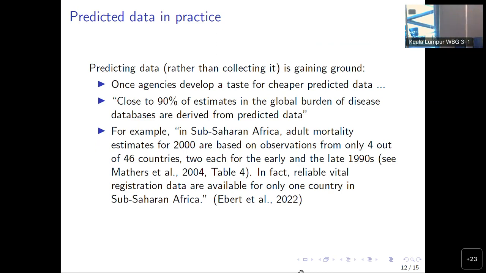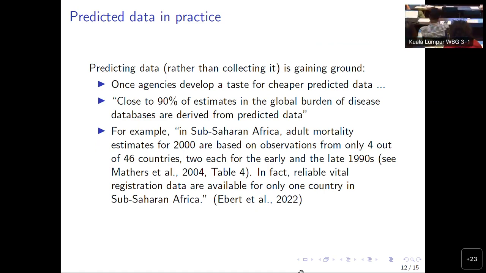So for example, I'm just quoting a line from a paper here. In Southern Africa, adult mortality estimates for, say, the year 2000 are based on real observations from only 4 out of 46 countries where this data is available. So for the other 42 countries, the entire series is predicted. Models are trained from maybe 1, 2, 3, 4 countries. For all the other countries, it's predicted. Has there been any attempt to look at how robust these predictions are? I wasn't aware of this, but if you think about books like Deaton's, they are susceptible to a lot of criticism, because let's say one of the big gains in this part of the world are these health gains, right?